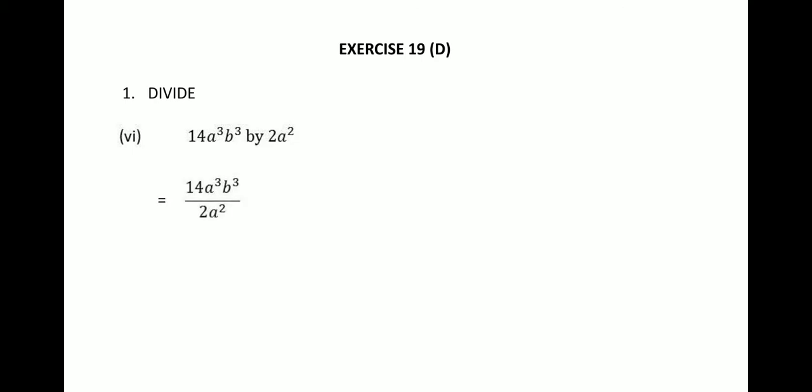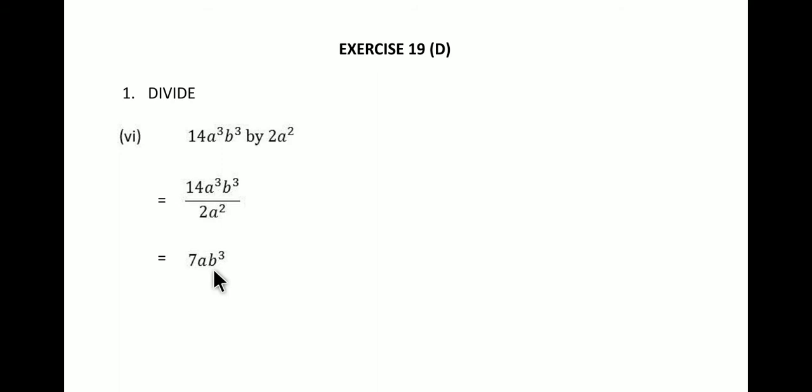So we write it this way. Now, 2 will cancel 14 7 times. a squared can cancel a cubed, a times, and there is nothing which can divide b cubed. So b cubed remains as it is. So the answer that you get is 2 will divide 14 7 times. a squared will divide a cubed a times. And b cubed. So the answer is 7ab cubed.